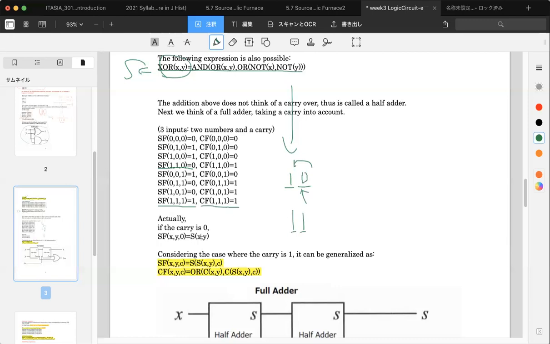For the one below the first green underline, SF for 001 equals 1. And why is CF 0? Because it's 0 plus 0 plus 1, so it's still 1. The order doesn't matter, actually. But for CF, why is it 0? Because there's no entry. You see, if it's 0 plus 0 plus 1, then the output is 1. 0 plus 0 plus 1 is 1. So there's no number on the carry.